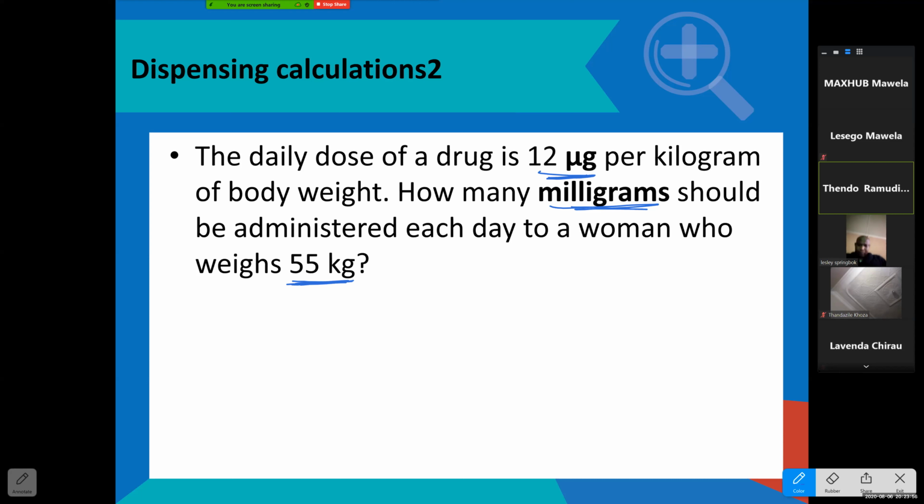We can start by converting micrograms to milligrams, or because the dose is in micrograms per kilogram, we can start by determining the dose for this lady, right? After determining the dose, then we convert it to milligrams, right? So let's look at it.